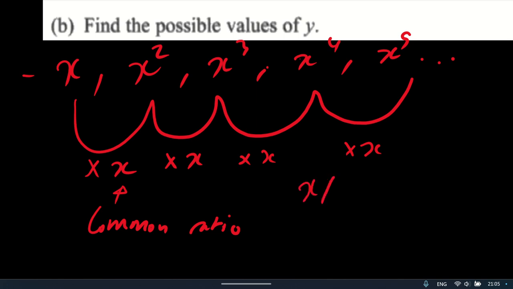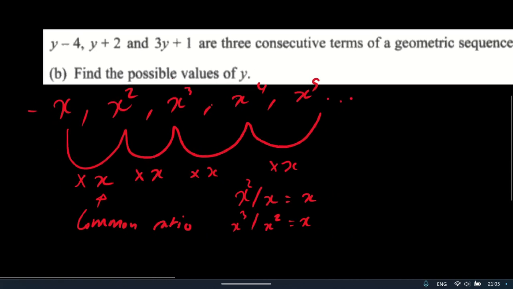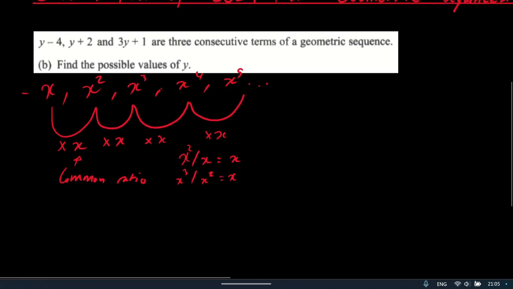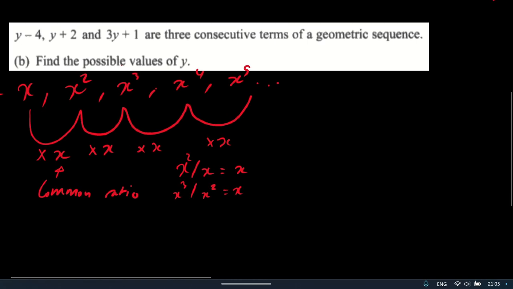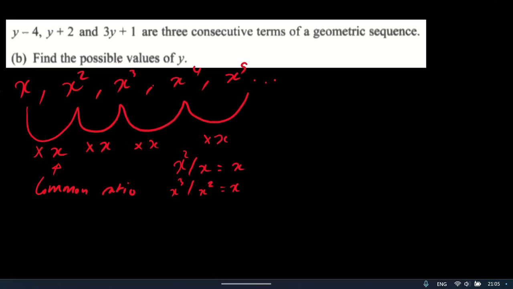Because if you do x squared over x, you get x. If you do x cubed over x squared, you get x. Therefore, you can find the common ratio by dividing one of the terms by the one before it. Okay, so now you know what a geometric sequence is. We can try to solve this grade 9 question.